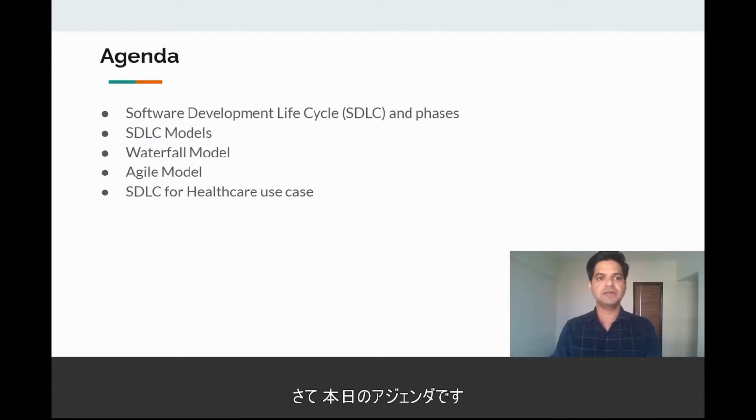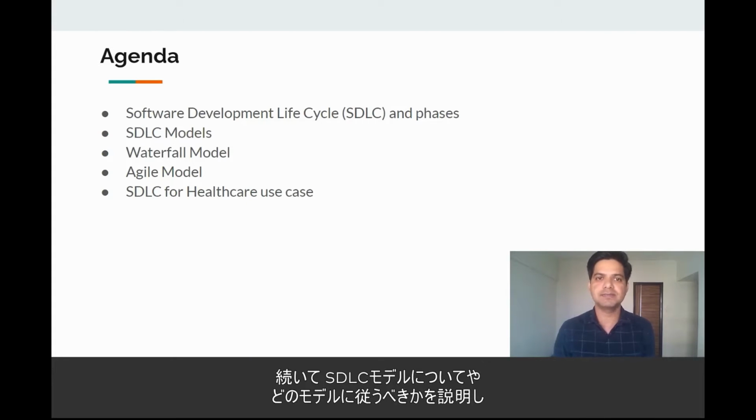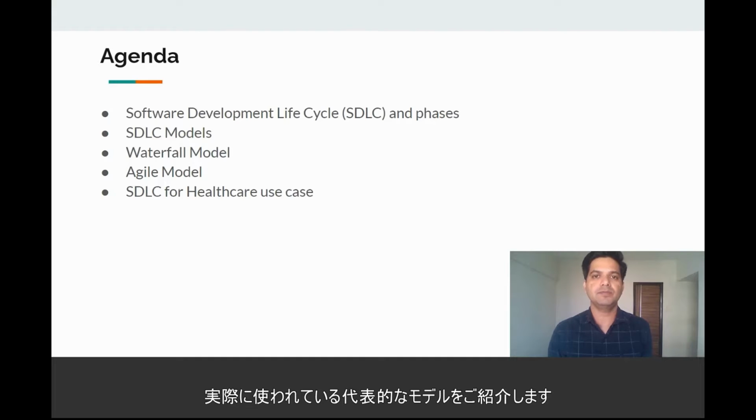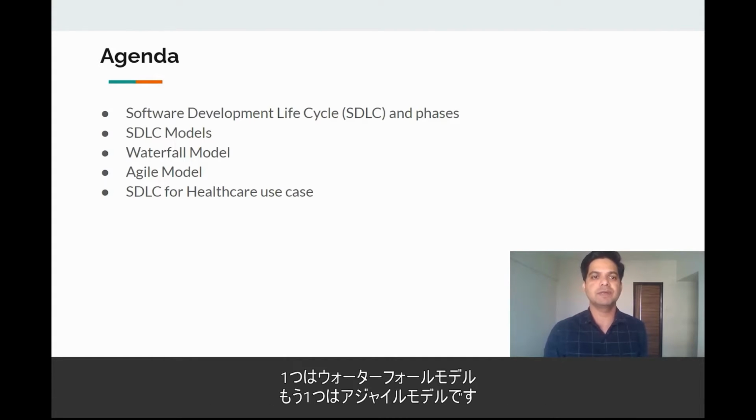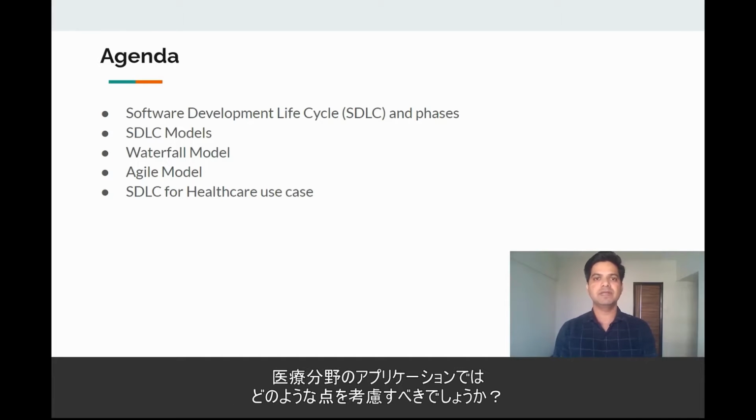Here is the agenda for today's discussion, where we will be covering mainly software development lifecycle and its phases, followed by SDLC models, which model that we can follow. And post that we'll look at the most famous models which are getting used. One of them is waterfall model. Second one is the agile model. And we will also see SDLC for healthcare use cases. Whenever we need to build any healthcare application, what are the additional factors that we might need to consider?